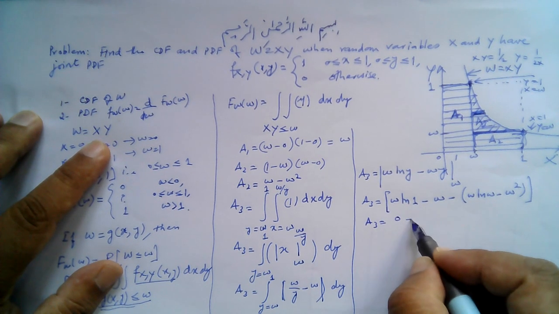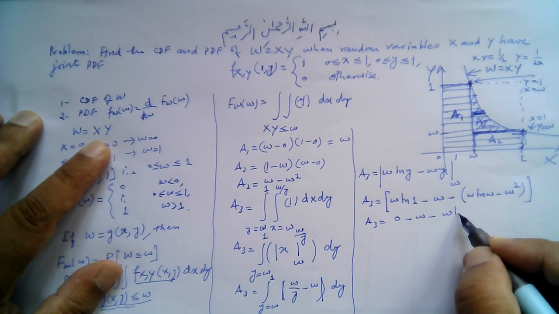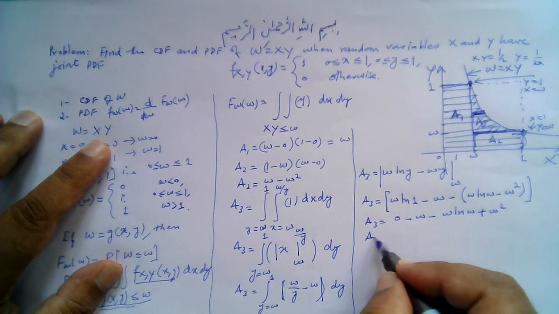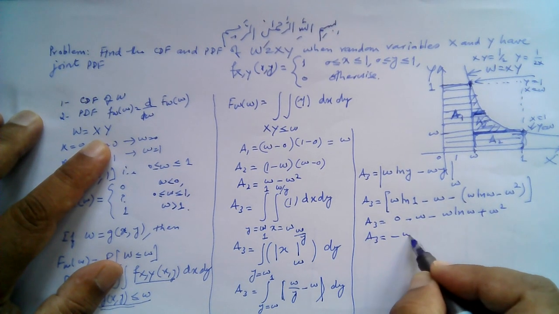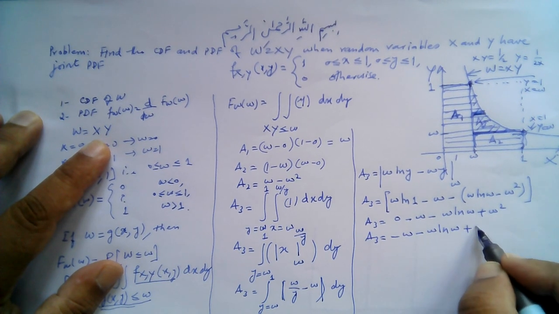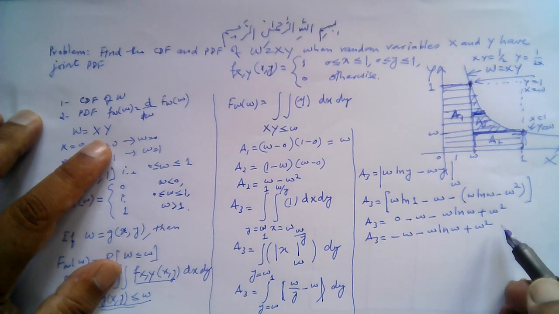0 minus w minus w log of w plus w square. So A3 is equal to minus w natural log of w plus w square. So this is the area A3 that we have calculated.